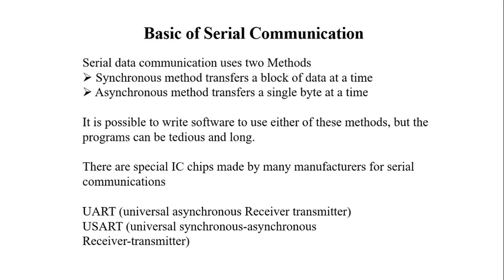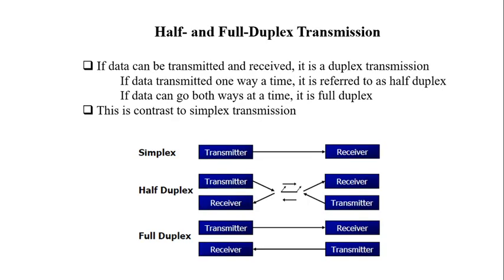There are special IC chips made by manufacturers for serial communication. That is the UART, Universal Asynchronous Receiver Transmitter, and second the USART, Universal Synchronous Asynchronous Receiver Transmitter. These are the two chips available for serial communication.